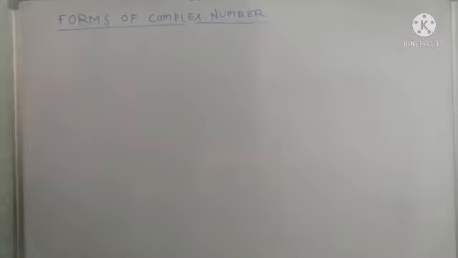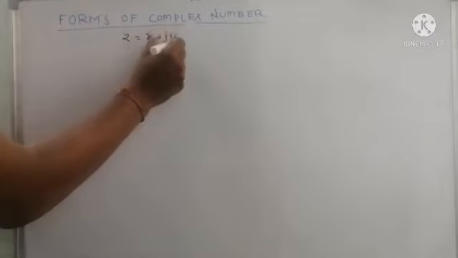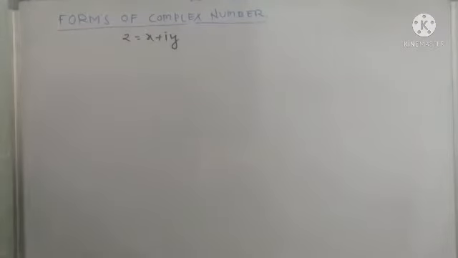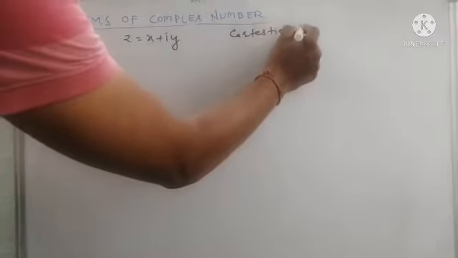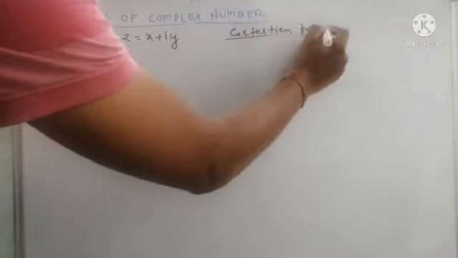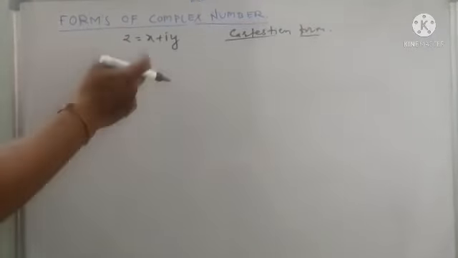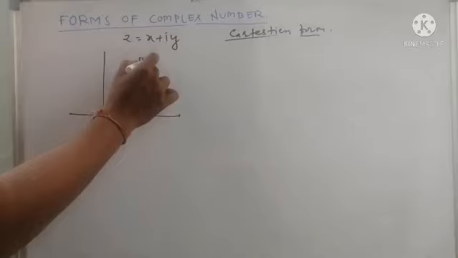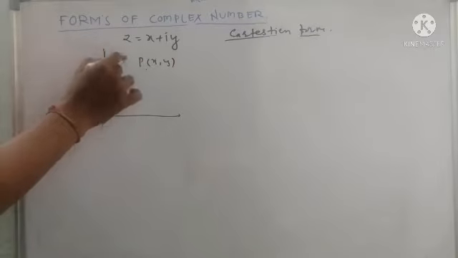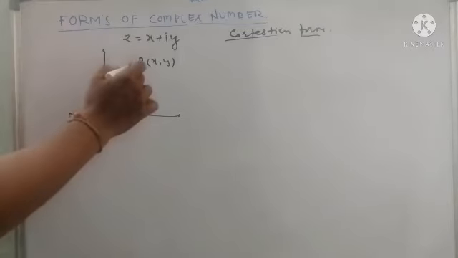Forms of complex number. As we learned, a complex number denoted by z is equal to x plus iy. This is the general form of a complex number, or it is called the Cartesian form of a complex number. So remember this, as you have learned before, Cartesian plane. A Cartesian form of a complex number is represented in the Argand plane by a point P using its real part and imaginary part as a real coordinate on the real axis and an imaginary coordinate on the imaginary axis, by P(x, y).